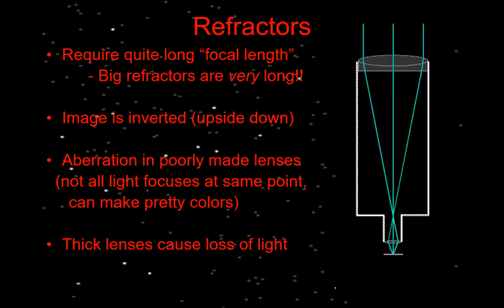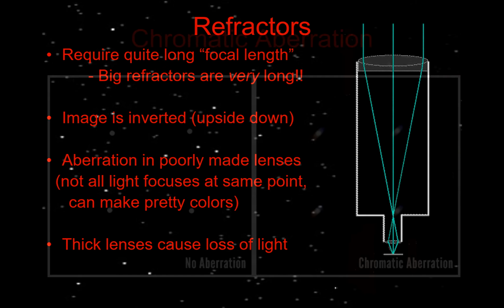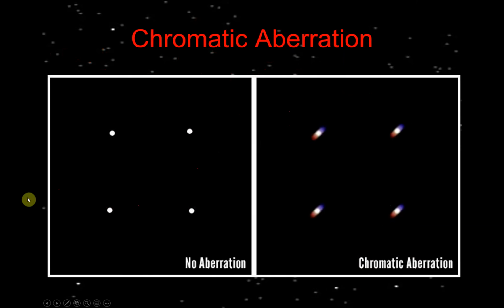And all of those colors actually come from an effect called aberration. And this means that not all of the wavelengths of light are coming to a sharp focus. And while this may be pretty, it's actually corrupting the image of the object you're looking at. So poorly made lenses give you this aberration effect. Here's what our star should look like, a nice sharp pinpoint of light, but when you look through a very poorly made lens, you end up with this kind of smear of different colors.